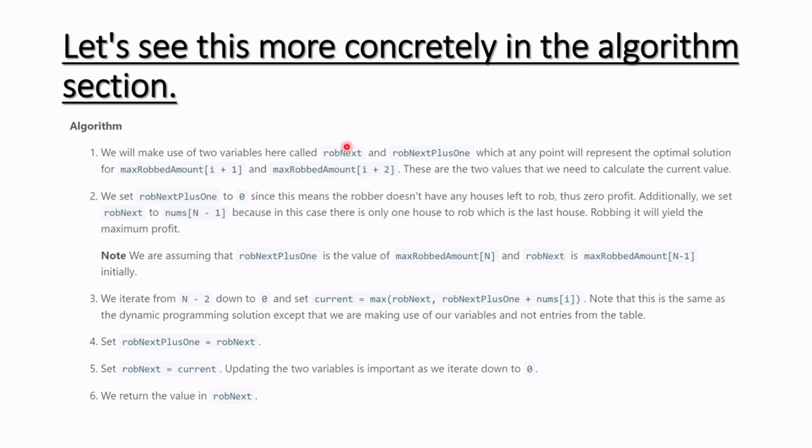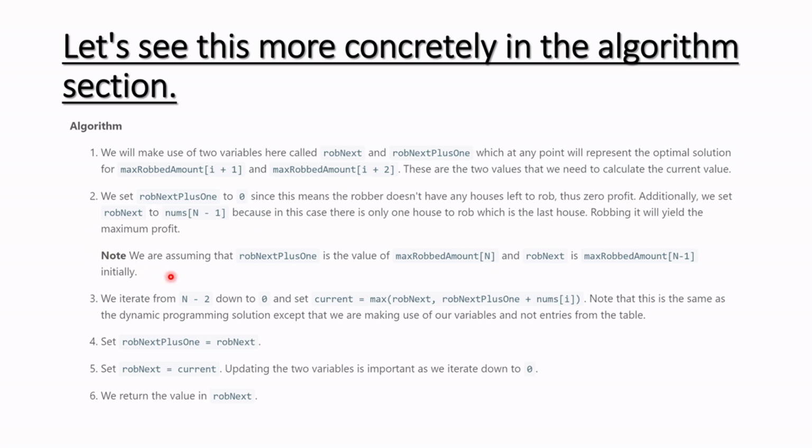Okay, we are taking two variables, rob next and rob next plus 1, and we will take the optimal solution. For that, we have to take max rob amount i plus 1 and max rob amount i plus 2. So these two values we need to calculate the current value. We set rob next plus 1 to 0, since this means the robber doesn't have any houses left, thus 0 profit. Additionally, we set rob next to nums[n minus 1], because in this case there is only one house to rob, which is the last house. Robbing it will yield the maximum profit.